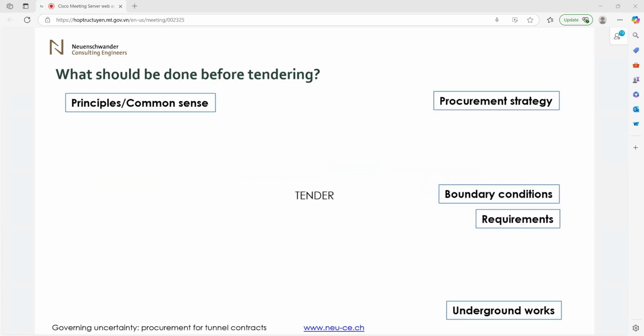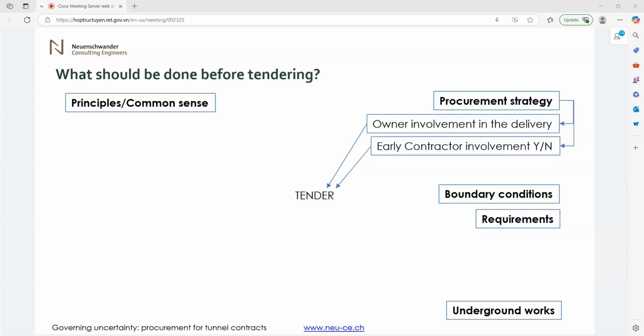Of course, we want to have people that focus on projects. Now, before tendering, what do we look at? We look at a procurement strategy. How much does the owner want to be involved in the delivery? Next. Do we want early contractor involvement, yes or no?